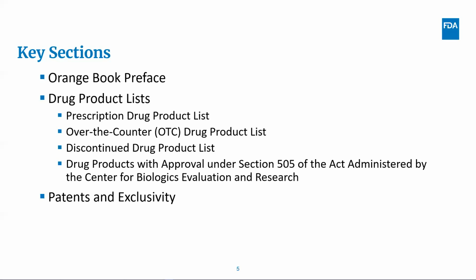There are three key sections of the Orange Book. There is the Orange Book preface, which is available at the beginning of each annual edition, or you can also find a hyperlink to our preface on our Orange Book website. We have the drug product lists, which are made up of the prescription drug product lists that have the therapeutic equivalence evaluations. We have the over-the-counter drug product list, discontinued drug product list, and also a list of drugs approved under Section 505, but administered by CBER, the Center for Biologics Evaluation and Research. And then we have our patent and exclusivity addendum.